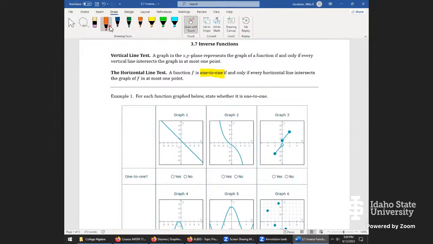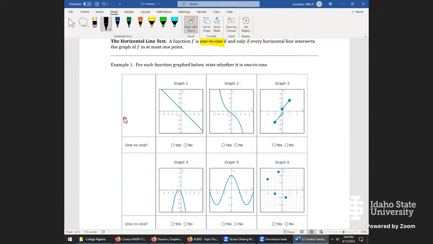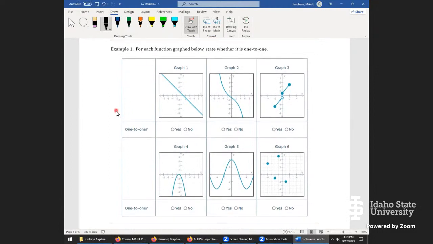So looking through all these, the horizontal line test is going to pass just about all of them. But does anyone see a graph number where a horizontal line test would fail? Yeah, go ahead. Definitely graph 5 is looking really bad. That looks like some kind of weird sine wave. But this one is an absolute no, it does not pass.